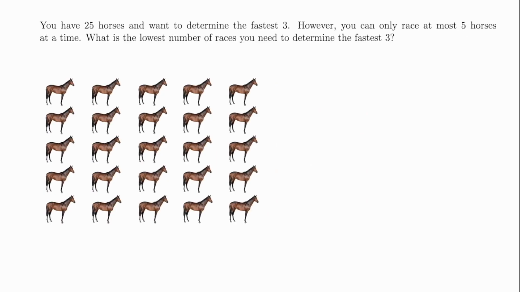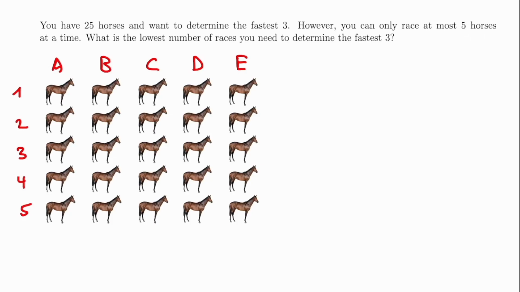Now, let's first divide our 25 horses into 5 groups of 5. We'll call these groups A, B, C, D, and E. Let's also give each horse in each group its own number. So it will be horse 1, horse 2, 3, 4, and 5. So this means that this horse is A1, B1, B2, C2, and so on.